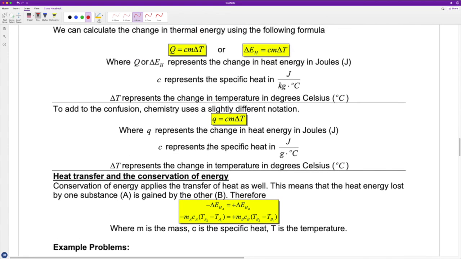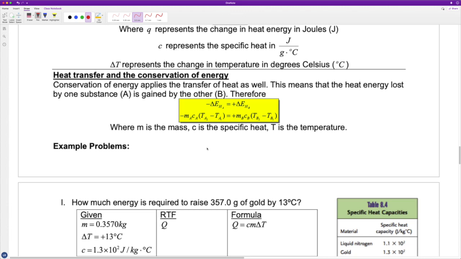Now, when we talk about heat transfer, this is again conservation of energy. And with this, the big idea is this: let's say we throw a hot piece of metal in water. What's going to happen is the following. The hot piece of metal is going to lose heat. And where does that loss of heat go? That goes into the heat gain of the water.